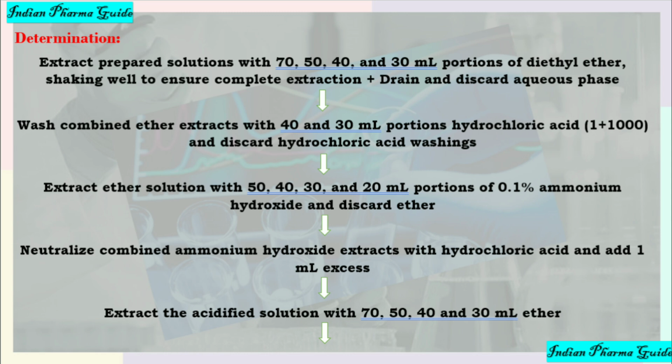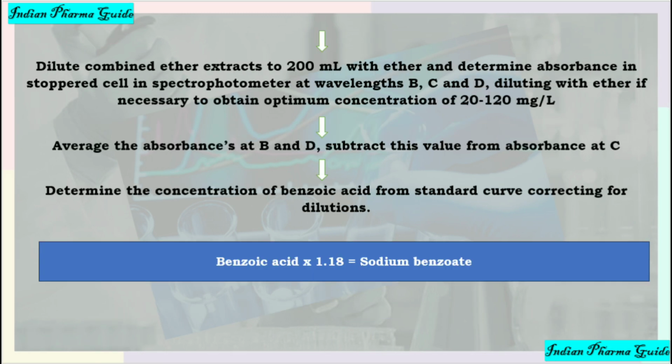and then neutralize the combined ammonium hydroxide extracts with HCl and add 1 ml excess of HCl, and then extract the acidified solution with 70, 50, 40 and 30 ml ether, and then finally dilute the combined ether extracts to 200 ml with ether and determine the absorbance in a stoppered cell in the spectrophotometer at wavelengths B, C and D, and dilute with ether if necessary to obtain the optimum concentration of 20 to 120 mg per liter.